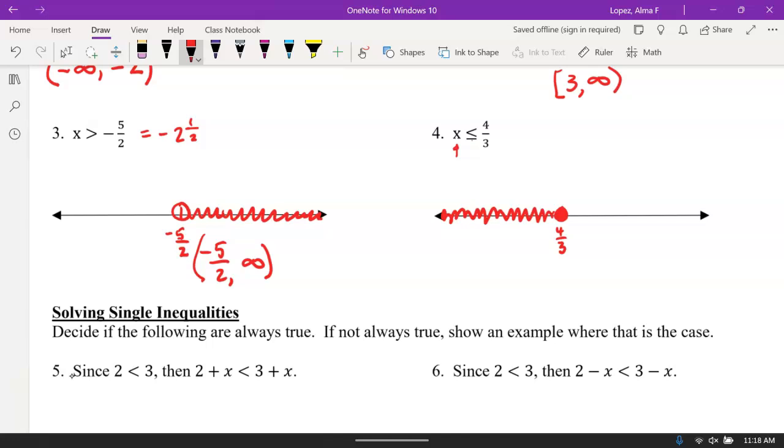And again, you're reading it from left to right the way you read an English sentence. It starts at -infinity and goes all the way to 4/3. -infinity gets a parentheses. That's the rule. 4/3, because of the solid circle, will get a bracket.